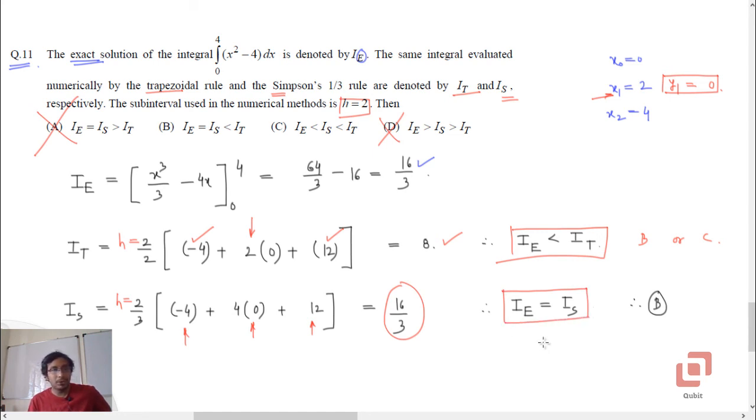So IE equal to IS less than IT, so it is option B. And let me remind you that Simpson's one-third rule actually uses a parabolic curve to approximate the function, or specifically its integral.